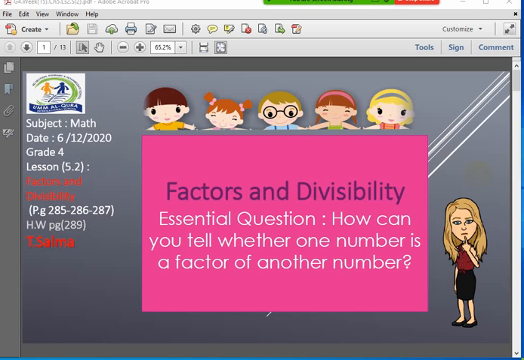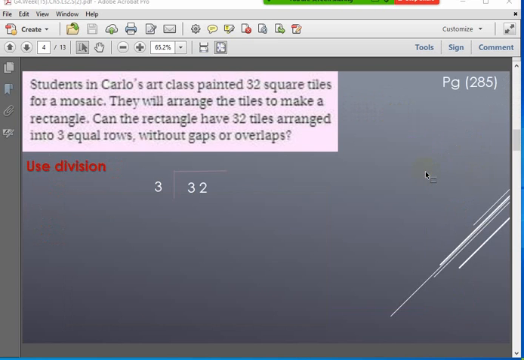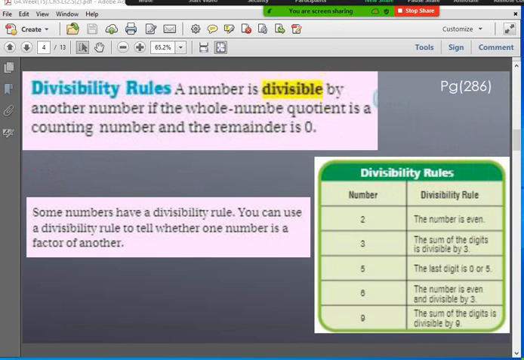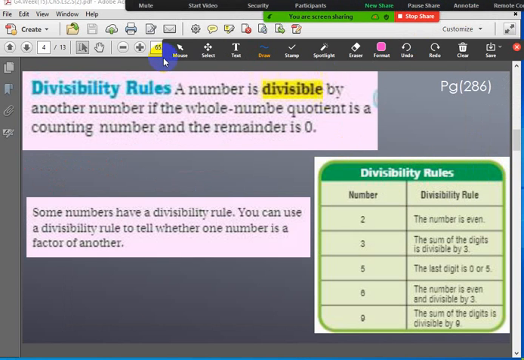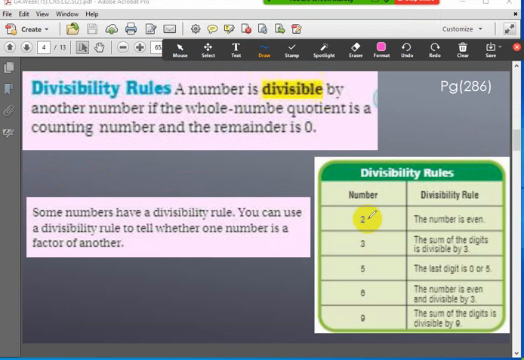Yesterday we talked about divisibility rules and the rules that will help me to know if this number is divisible by 4, by 2 or 3 or 5 or 6 or 9.